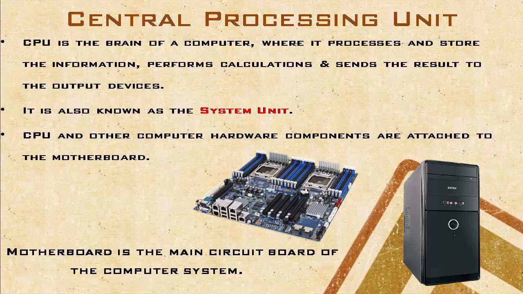Like we humans have a brain and we work according to our brain, a computer also has a brain, and it is the CPU. So the CPU is the brain of a computer, where it processes and stores the information, performs calculations and sends the result to the output devices. CPU is also known as the system unit.